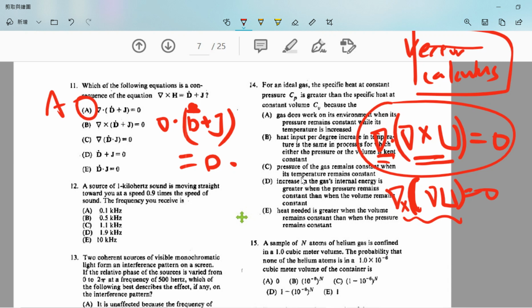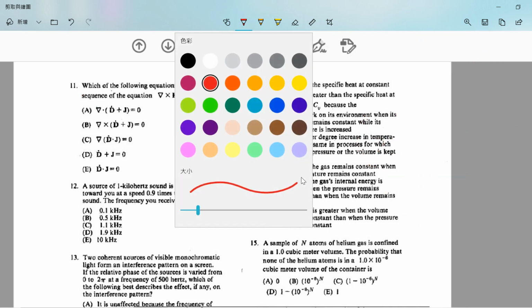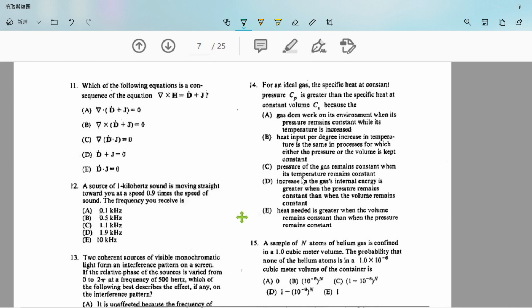Okay. So 12, the source emits 1 kilohertz, and it asks about the Doppler effect. Remember that there are two kinds of Doppler effect. One is the sound Doppler effect. One is the light Doppler effect. And this is sound. So what we need is the sound Doppler effect. So the sound Doppler effect tells you what?